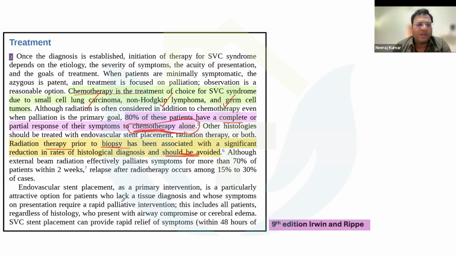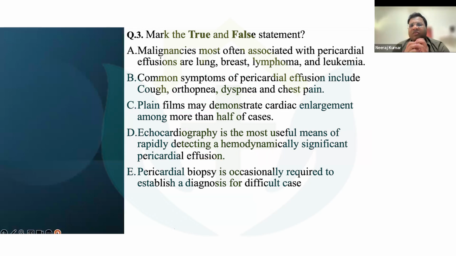Okay, so these are the four or five important statements. Now coming to the next question: mark the true and false statements regarding pericardial effusion. The malignancies most commonly associated with pericardial effusions are lung, breast, lymphoma, and leukemia. Common symptoms of pericardial effusion include cough, orthopnea, dyspnea, and chest pain. Plain films may demonstrate cardiac enlargement in more than 50% of the cases. Echocardiography is the most useful means of rapidly detecting hemodynamically significant pericardial effusion, and pericardial biopsy is occasionally required to establish a diagnosis in difficult cases.